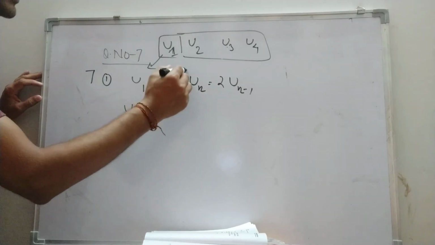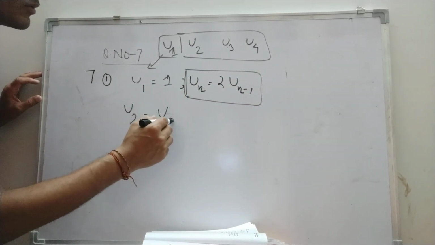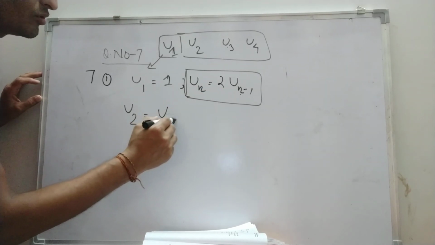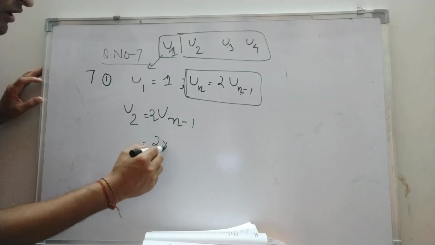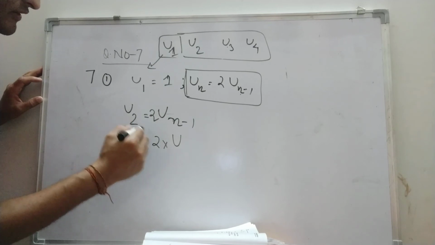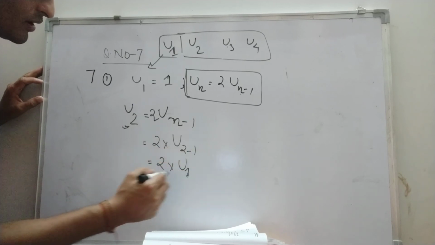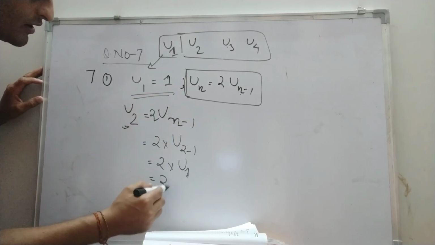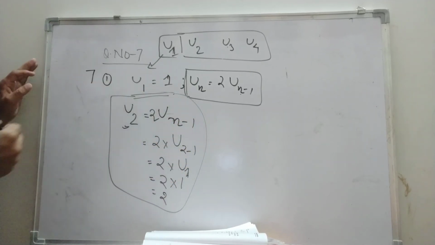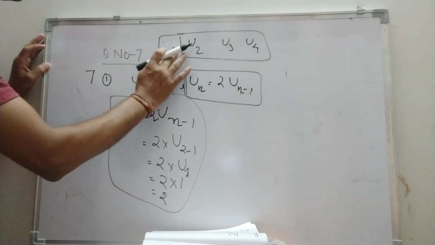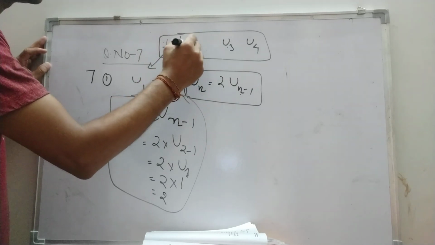u2 can be found with the help of this particular part that is given. un is equal to 2 multiplied by un minus 1. So look here, u2 means what? n is the second term, so 2 multiplied by u of 2 minus 1, that means u1, and what is the value of u1 given? It is 1. So we find u2 as 2 into 1, which is 2. So in the place of u1 we have 1, and in the place of u2 we get 2 as the value.